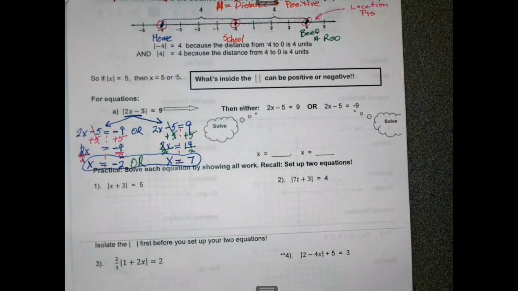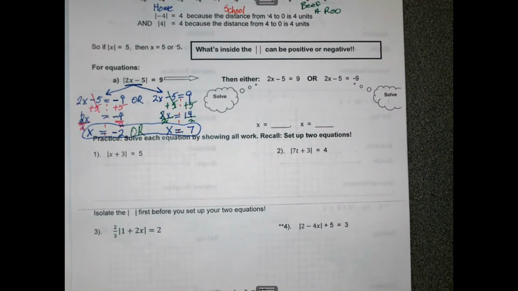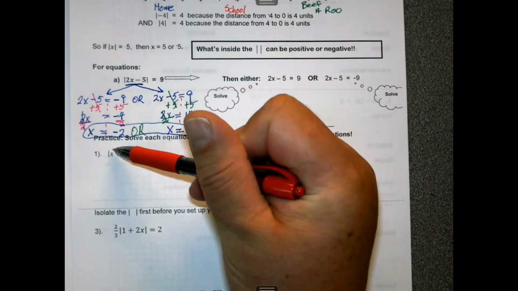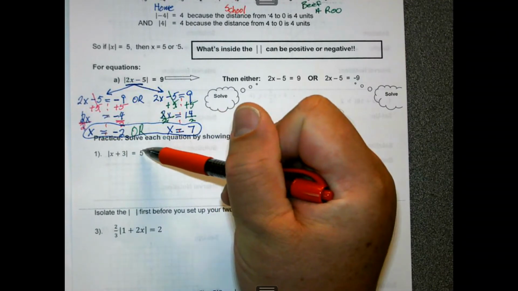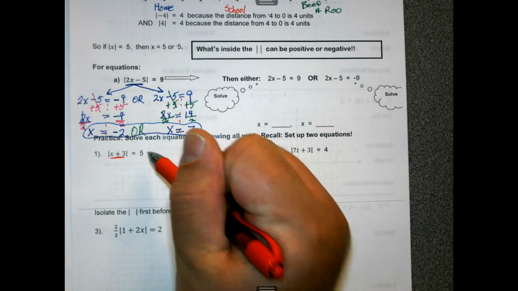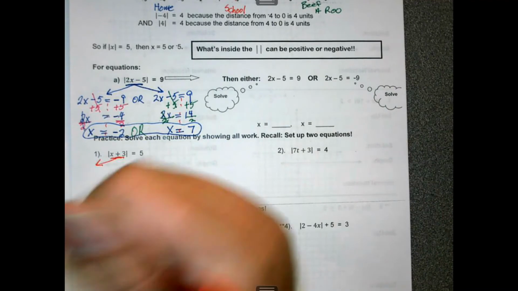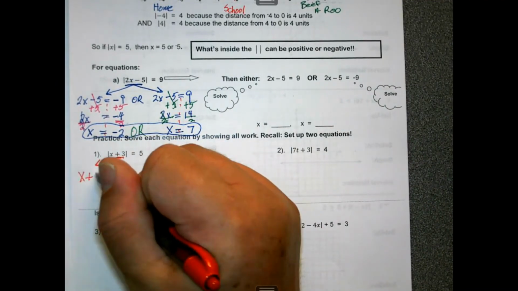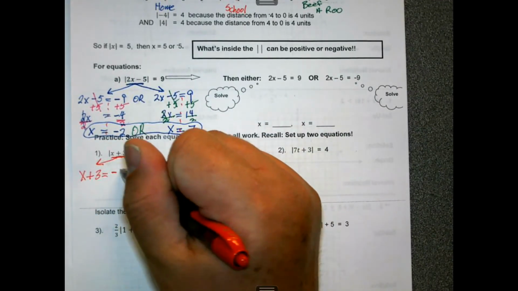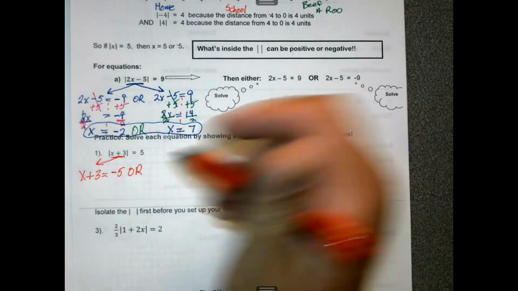All right, let's do some problems. Number 1. I have the absolute value equal 5. So the distance of x plus 3 equals 5 units. I'm going to go ahead and consider both the 5 and the negative 5. I always like to put my negative numbers first. Now, if you're used to the other way, because most of you did this in Algebra 1, if you want to put positive 5 here and negative 5 here, it doesn't matter.